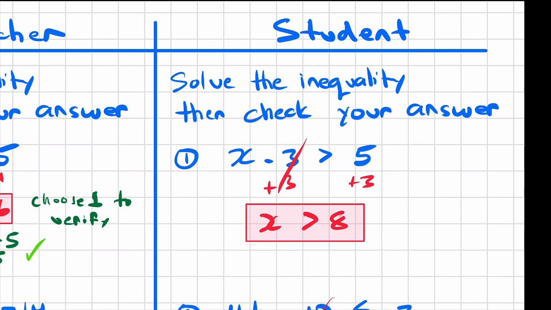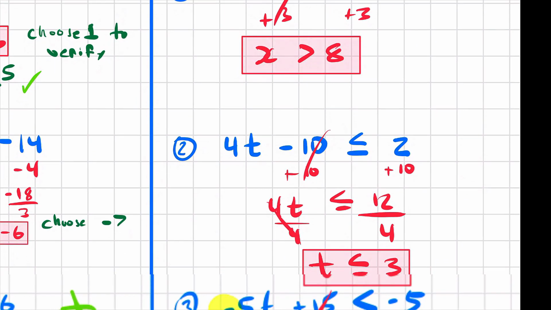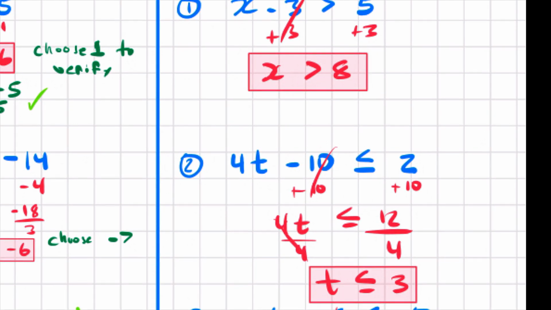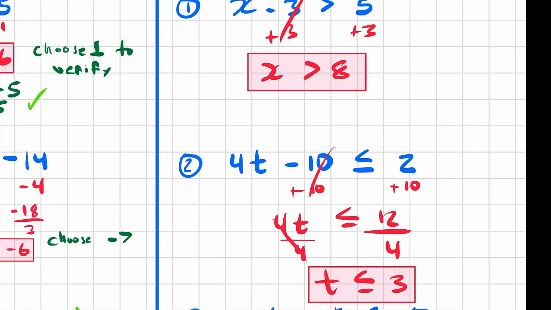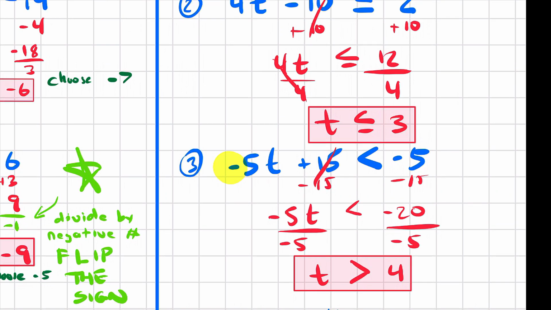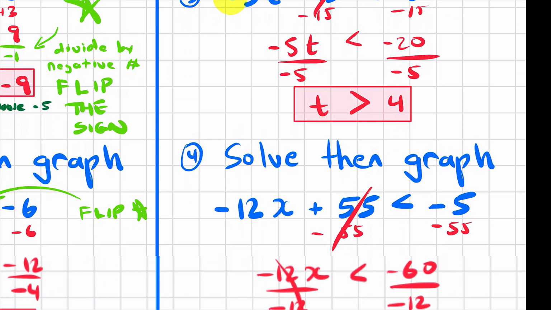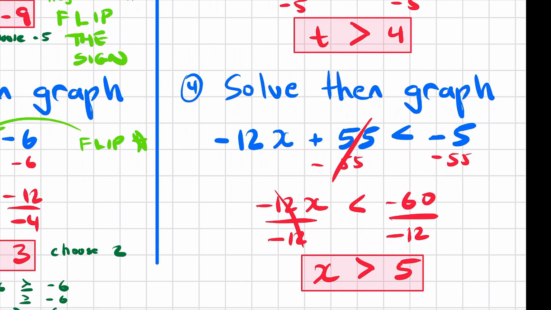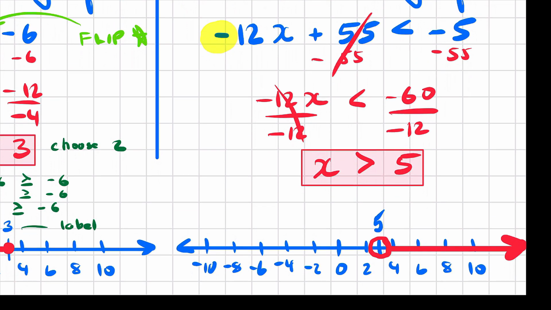All right, so here is the work complete and the answers. So for number 1, you should have x is greater than 8. For number 2, you should have x is less than or equal to 3. For question number 3, there's that negative coefficient. So don't forget to flip that sign at the end. You'll get t is greater than 4. And in the last one, we also had that negative coefficient. So in the end, we flipped it and ended up with x is greater than 5.